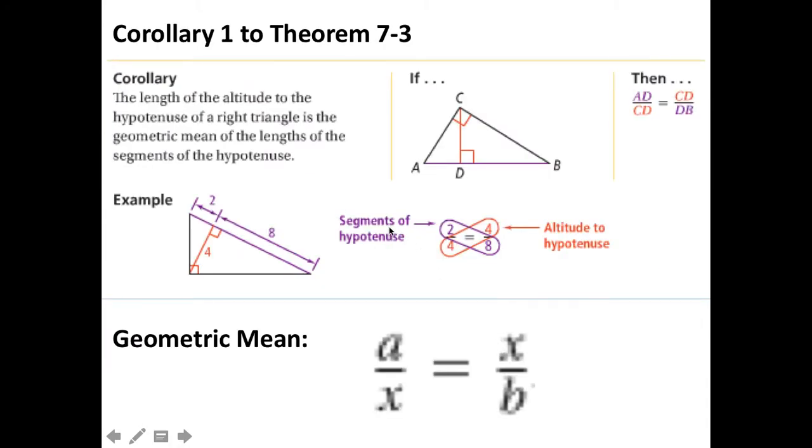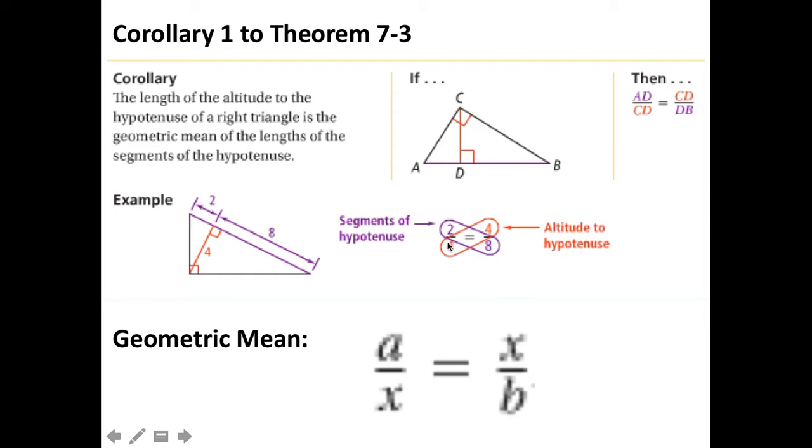Okay, and then here's our next one. So this is the corollary to the last theorem. If the length of the altitude, we're talking about the altitude CD, to the hypotenuse of the right triangle is a geometric mean of the length of the segments of the hypotenuse. So geometric mean, basically, as you see down here, you have the x here and x here. So those are the same, and then you have 2 different numbers here.